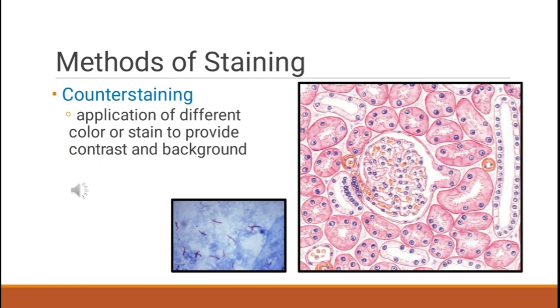Next is counter staining. It is the application of a different color or stain to provide contrast and background. Shown on the picture, the smaller one is our methylene blue used in the Ziehl-Neelsen method. And then the bigger picture shows the renal cortex or the juxtaglomerular apparatus via the H&E stain. So the eosin serves as the counter stain.